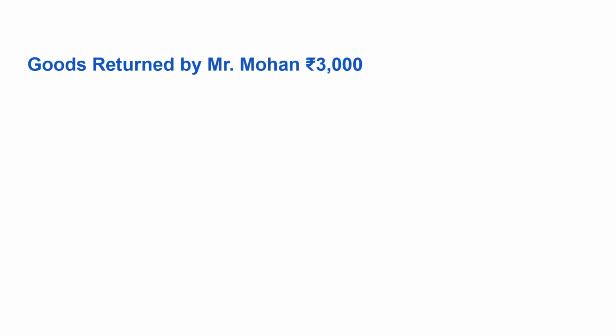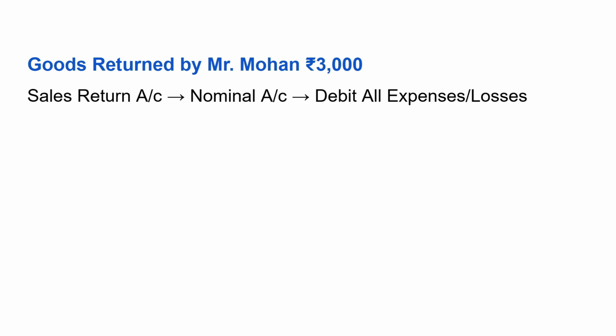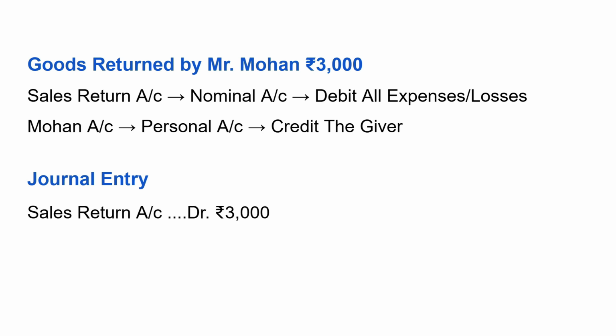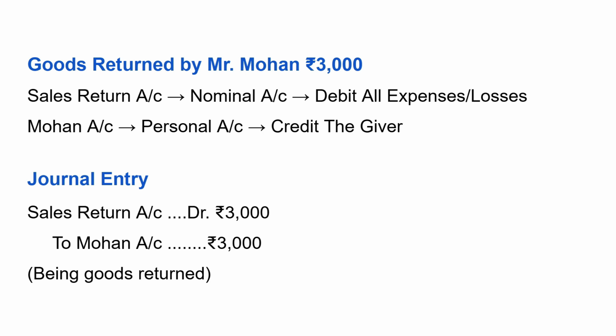Here the two accounts affected are sales return account and Mohan account. Sales return account, it is nominal account and it is expenses. If we sell the goods and if the customer returns it, then it is loss for the business or expenses. So debit all expenses and losses. And the other account is Mohan account. Mohan account is personal account and the customer returned the goods. So he is the giver. So credit the giver. And the journal entry is sales return account debit 3,000 rupees to Mohan account 3,000 rupees. And the narration is being goods returned.